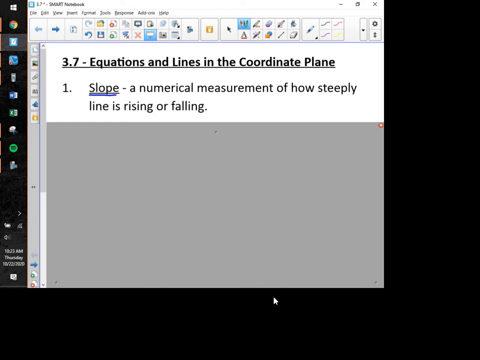First of all, a slope is numerical. We don't use words to describe the slope of a line, like, ooh, that's very steep, or it's not very steep. We try to use numbers because, of course, in math, we're trying to measure things quantitatively as opposed to describing them qualitatively. All right, the other thing right there, we're talking about how quickly a line is either rising or falling.